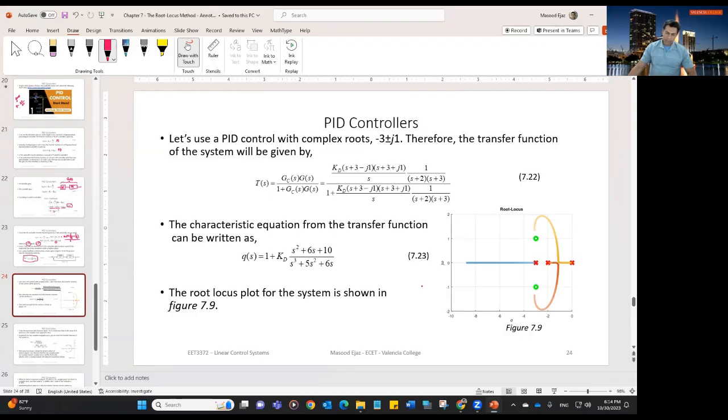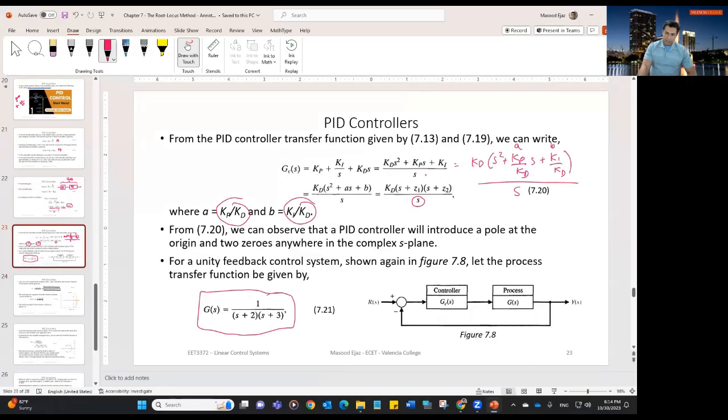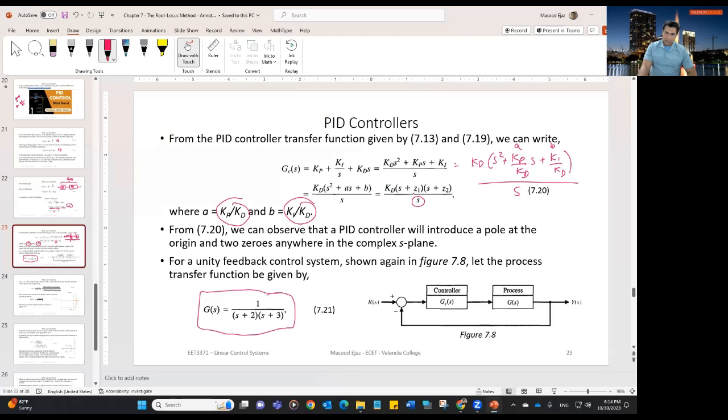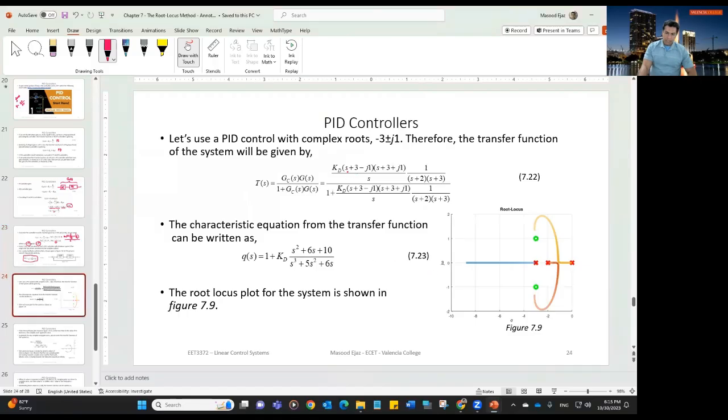Therefore, the transfer function of the system will be given by this. This is our PID controller right here. And we are assuming that we have two zeros, one at -3 minus j and one at -3 plus j. So we're going to put -3 minus j for Z1 and -3 plus j for Z2. And of course, KD is the derivative gain. So KD times (S plus 3 plus j)(S plus 3 minus j). So this is our PID controller. This is our G(S).